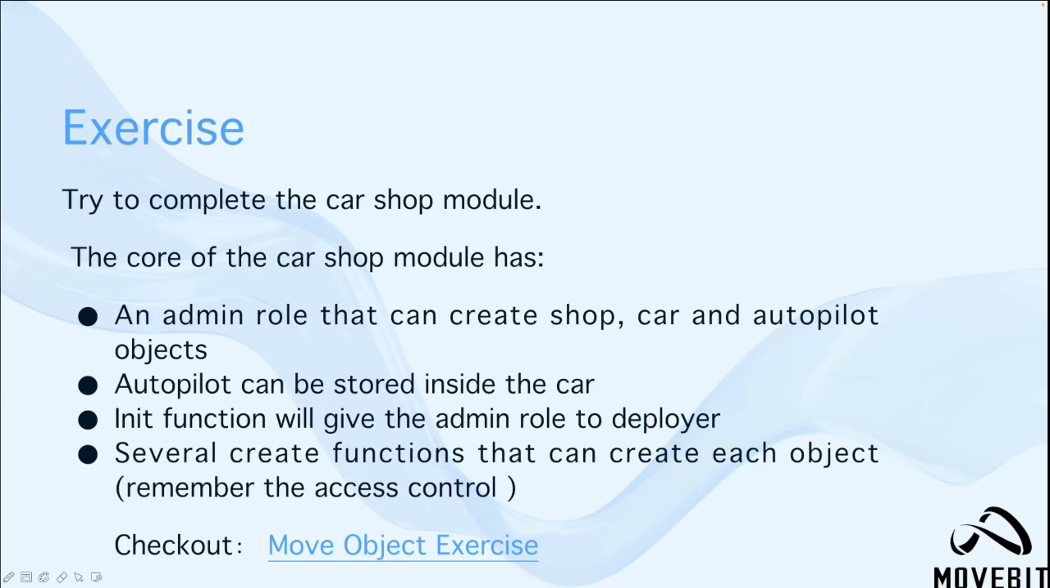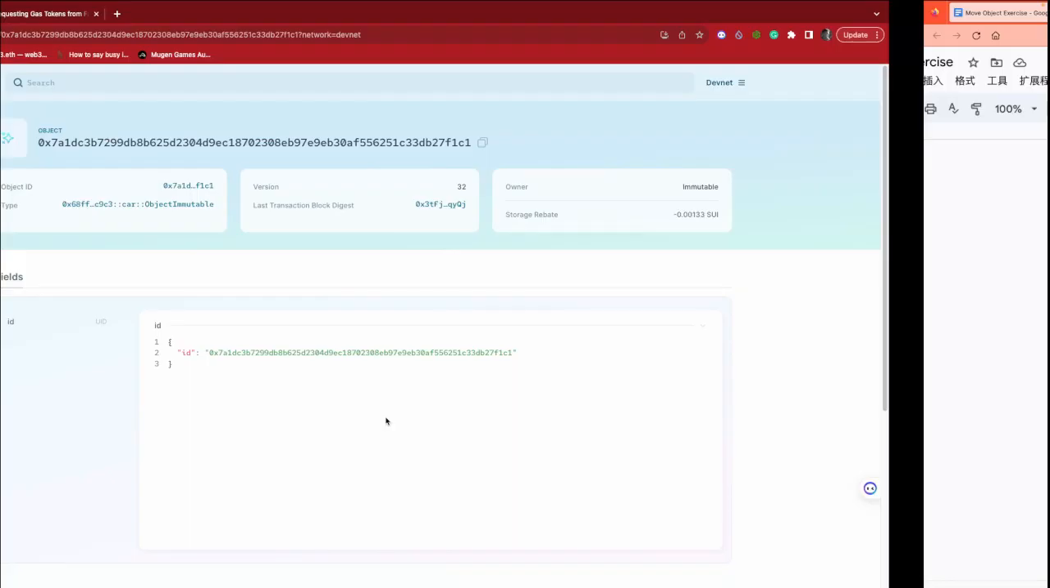In the previous slides, we went over how to create different types of objects. Now we'll build a shop that sells cars by applying the knowledge we just learned. So you'll try to complete the car shop module, and the core of this module has an admin role that can create shop, car, and autopilot objects. And the autopilot can be stored inside the car. You'll also define an initiate function which gives the admin role to the deployer, and several create functions that can create each object. And you can refer to the code right here.